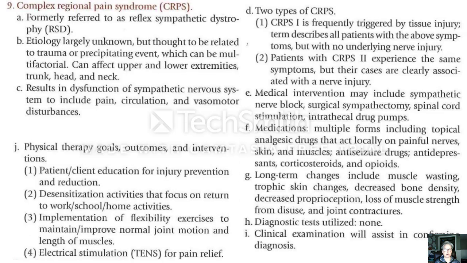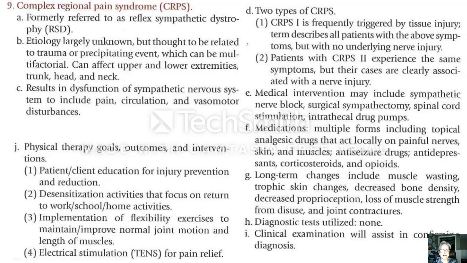Complex regional pain syndrome, CRPS, formerly referred to as reflex sympathetic dystrophy, RSD. Etiology largely unknown, but thought to be related to trauma or a precipitating event, which can be multifactorial. Can affect upper and lower extremities, trunk, head, and neck. Results in dysfunction of sympathetic nervous system to include pain, circulation, and vasomotor disturbances.